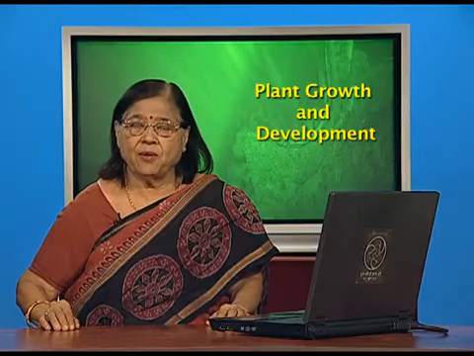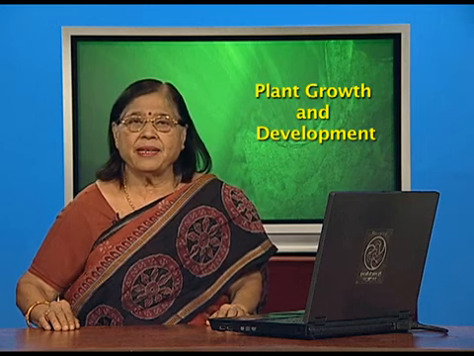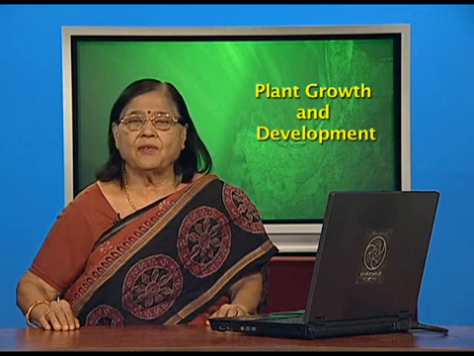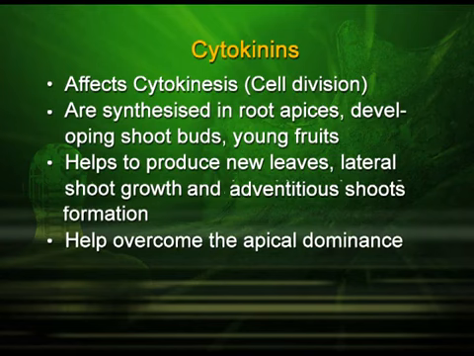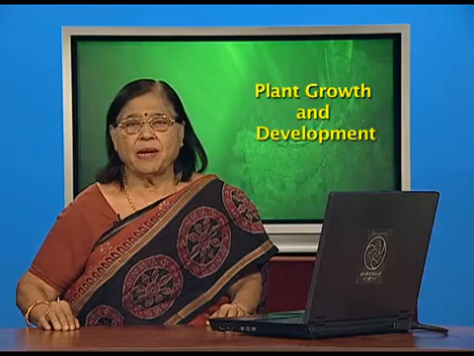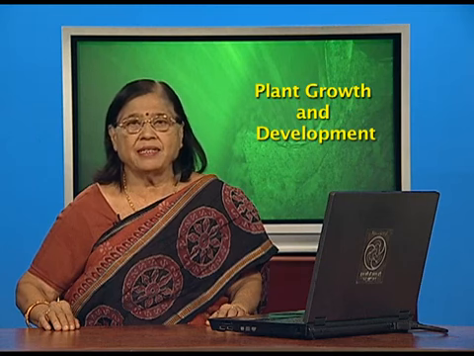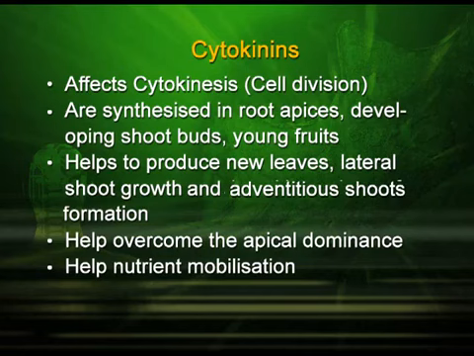Children, you already know the apical dominance, and it is overcome by cytokinins. When you pluck the tip of the shoot, then new shoots will come out with the help of cytokinins and also of course auxin. It helps nutrient mobilization. Formation of food is taking place in one area of the plant and it has to move to other areas, that is also helped by cytokinins, and it delays leaf senescence, falling of leaves.